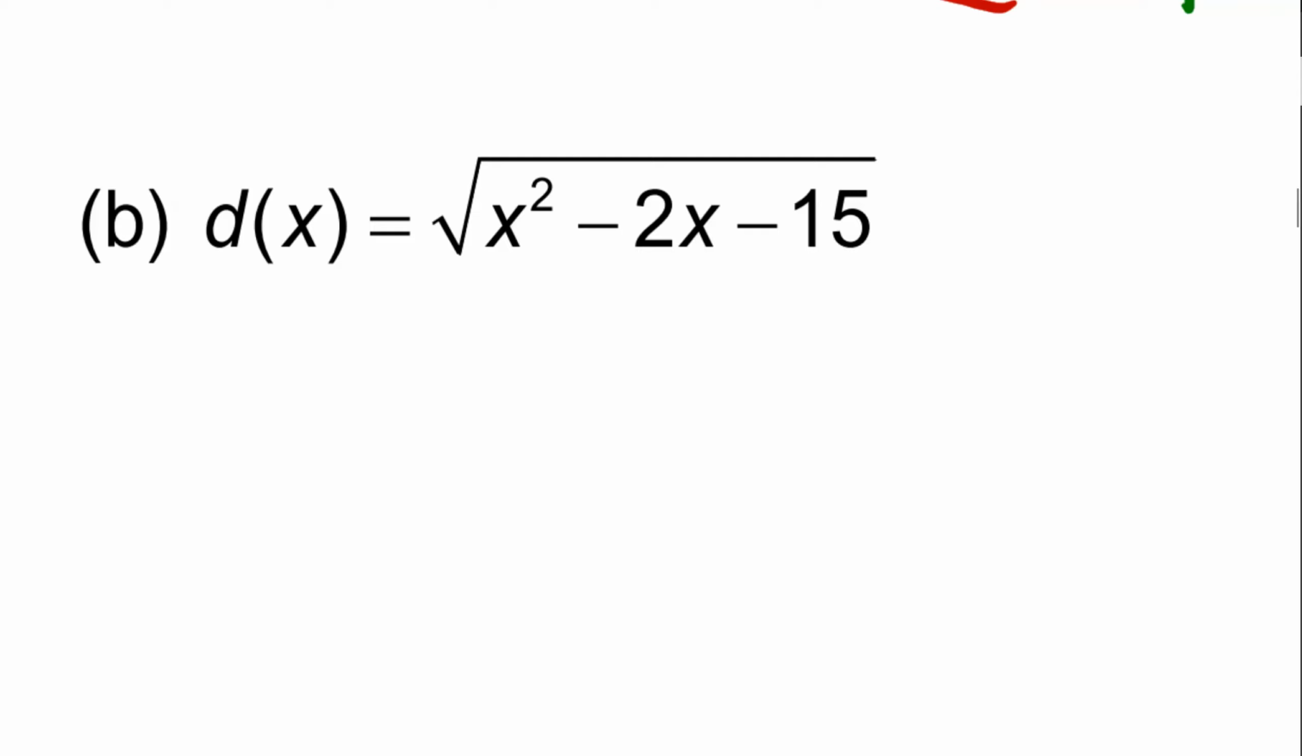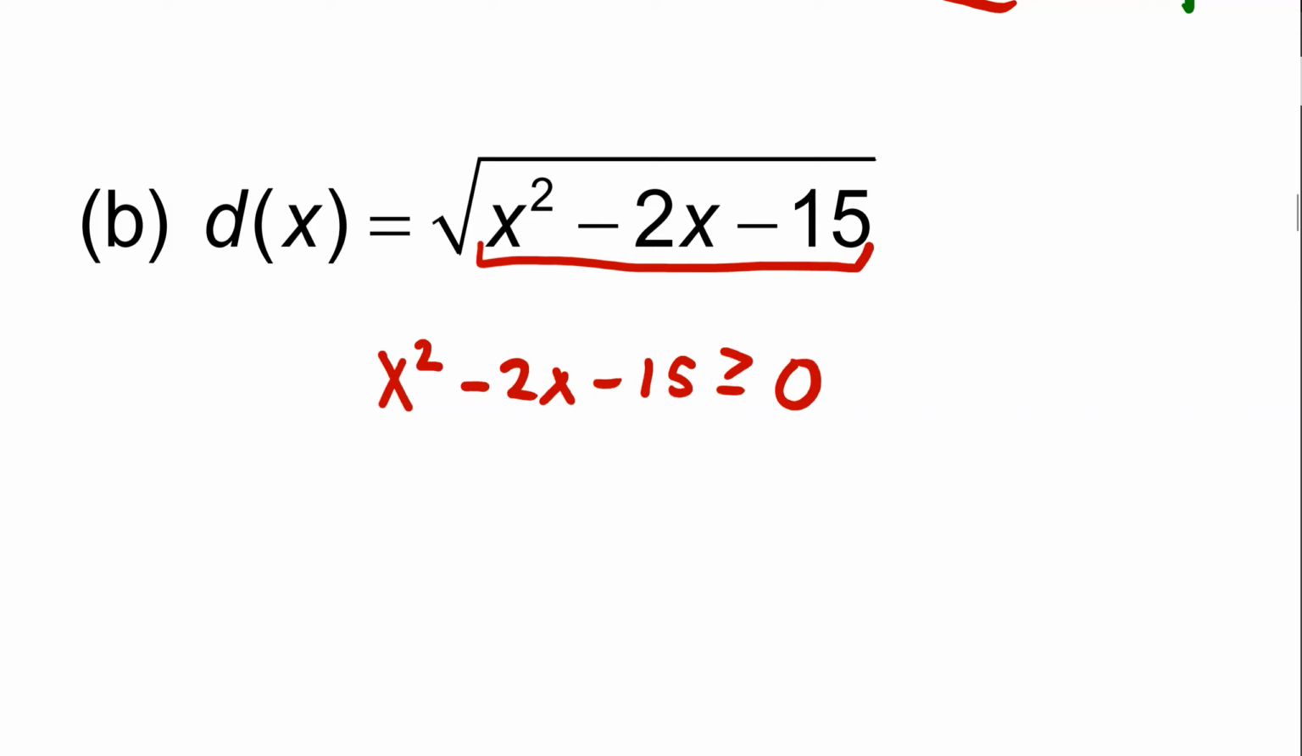Super sketch. Okay, you take whatever is inside the root, since this is a square root, set it greater than or equal to 0. I have to factor it out, because I need to solve for what x would actually be. Let's see, x minus 5, x plus 3.